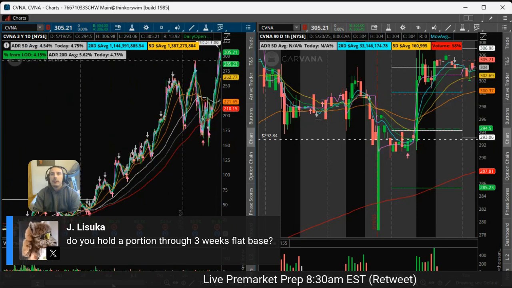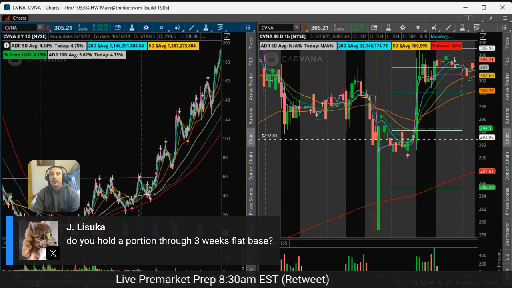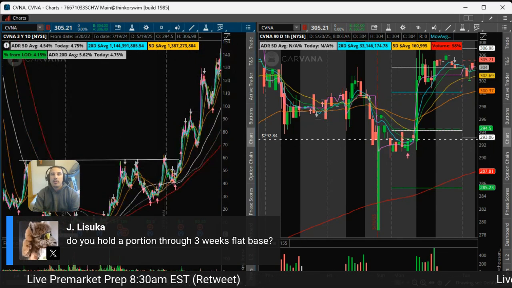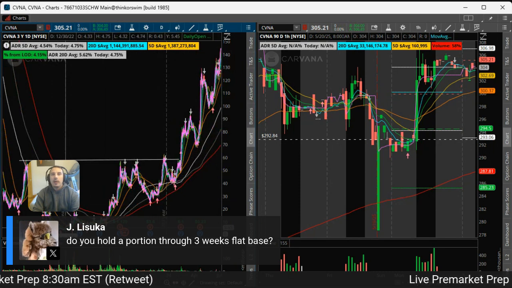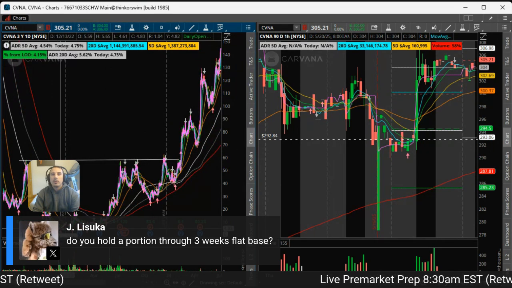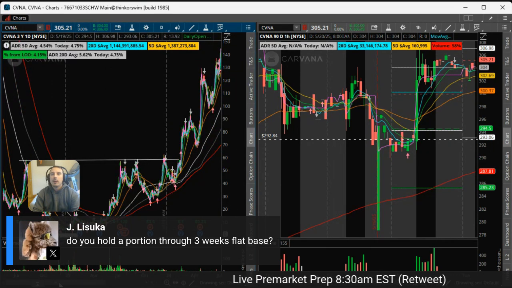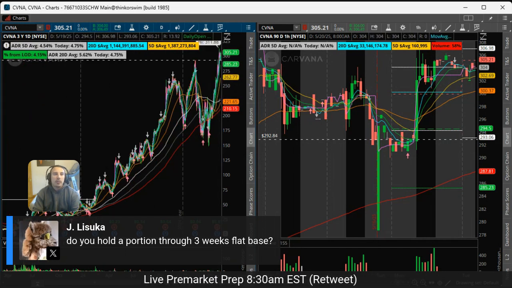Man, Carvana is the most impressive stock I think I've seen in maybe ever. To make that move down, go all the way to $3 or whatever the hell it was, $3-4, and then we're back at 305. Unbelievable.